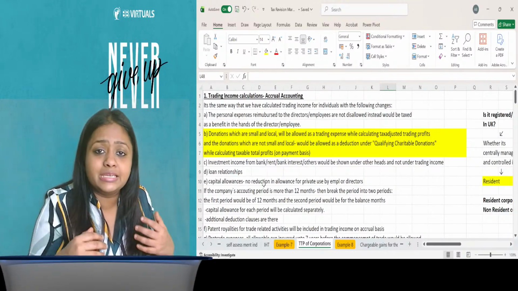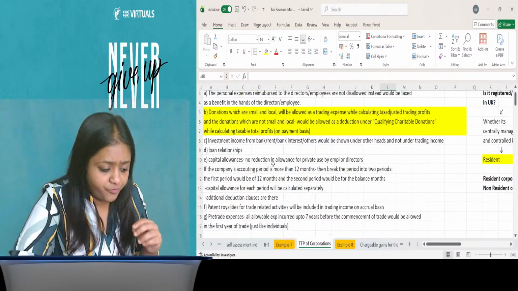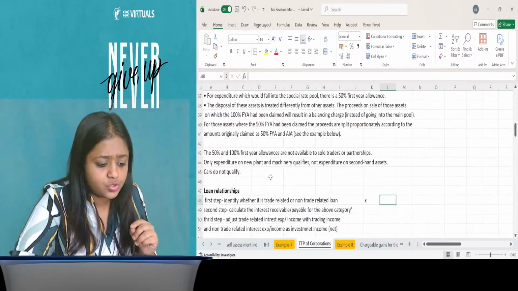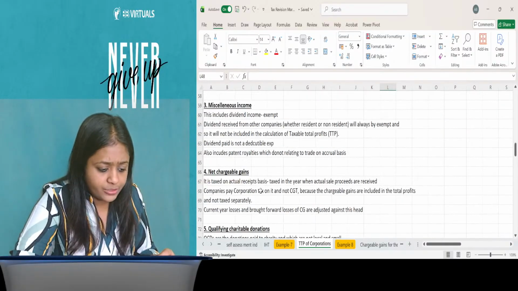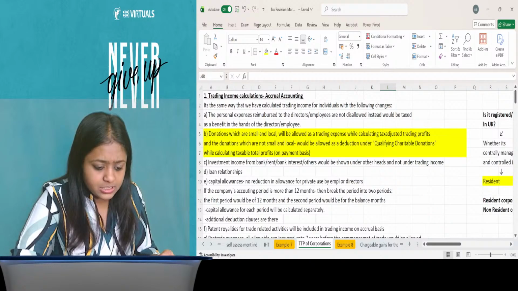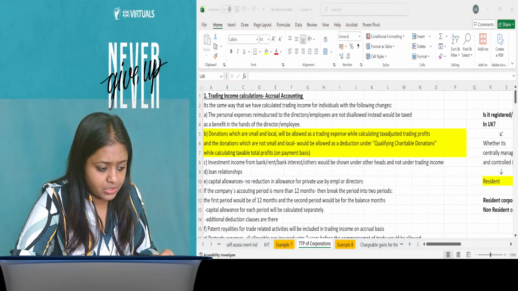Okay, now done with this. Now I'll take up the portions one by one, but before that, I think I can quickly show you the proforma of TTP. So just give me a minute and I will show you that proforma here.